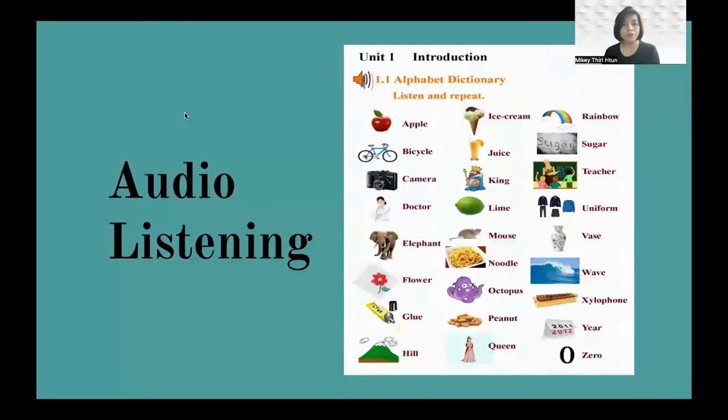So I suggest you listen again and again and repeat after it and practice your pronunciation.